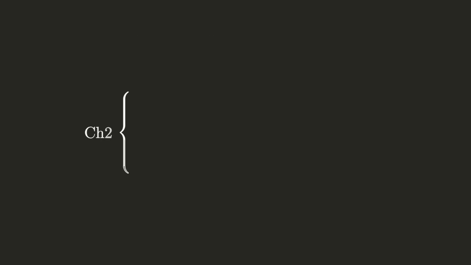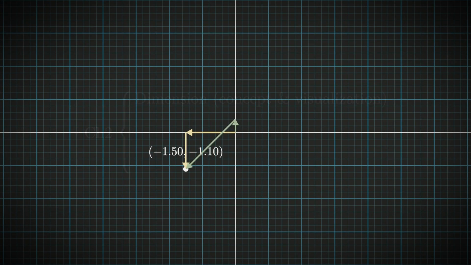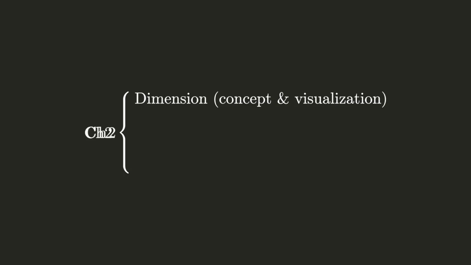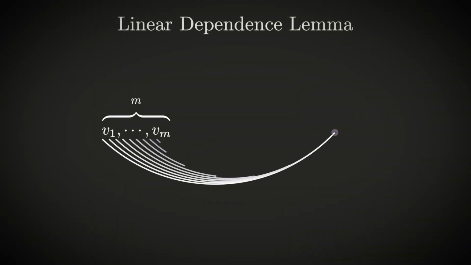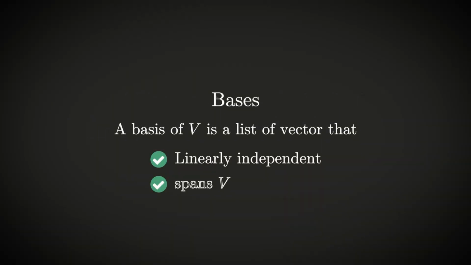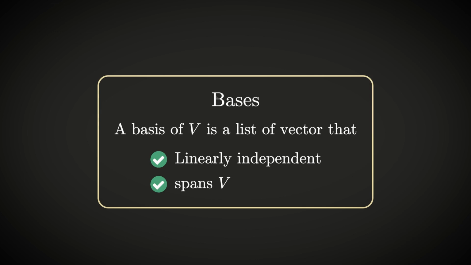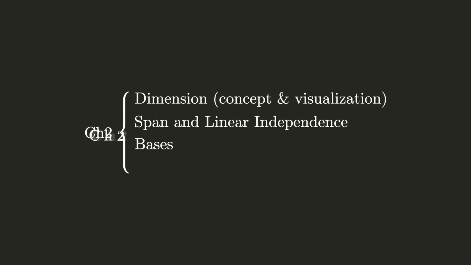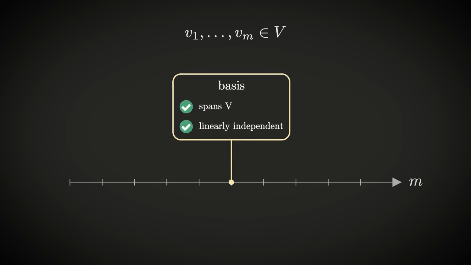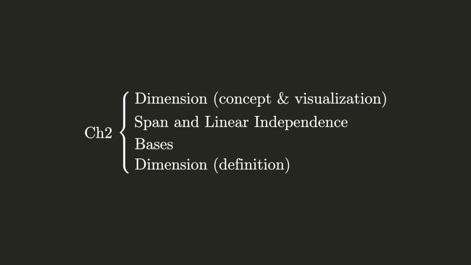I want to conclude this video by summarizing the concepts we've covered in this chapter. We started by visualizing the concept of vectors spanning a space and how that's leveraged to define dimension. And then we introduced the concepts of linear dependence and independence. After that, we combined all the previous concepts to define bases. Lastly, we formally defined dimension as the length of a basis. And that concludes chapter 2 of this series.